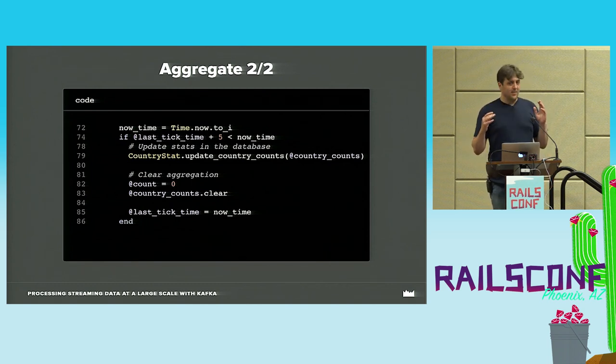So what happens is that this aggregation task is just reading in data for 5 seconds. It's incrementing the counts in that hash. And then after 5 seconds, it just writes the current state to the database, and it will be in there. And then it just restarts and does the whole thing all over again.